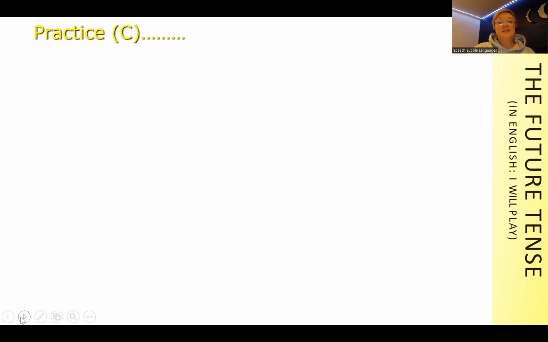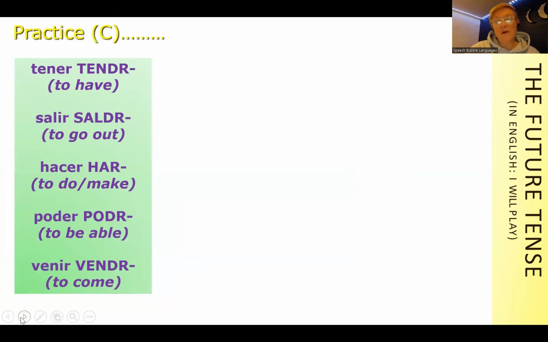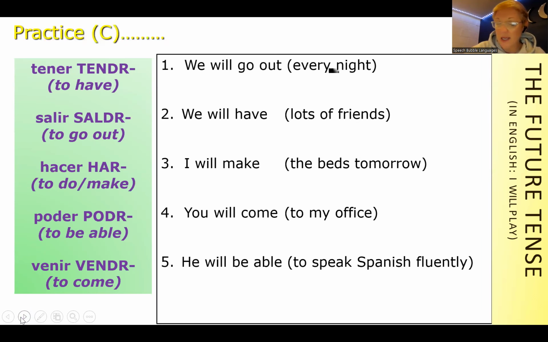So to get some practice in for this one, let's grab a few more common irregular verbs this time, the verbs tener, salir, hacer, poder, and venir. To help you out, I've given you also what the stems look like. Can you form some future tense sentences?